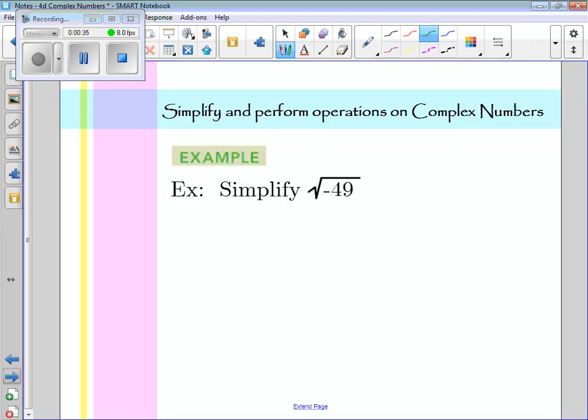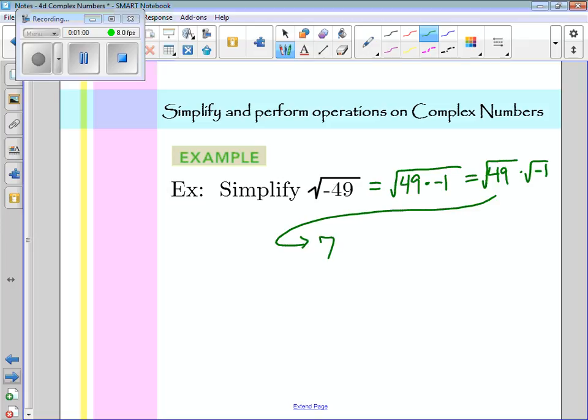So now, first thing you're going to have to do is simplify the square root of a negative number. So we're going to break this down. -49 can be broken down into +49 times -1. And let's break this up further. Square root of 49 times the square root of -1. Well, the square root of 49 is 7, and the square root of -1 is i. So our square root of -49 simplifies to 7i.